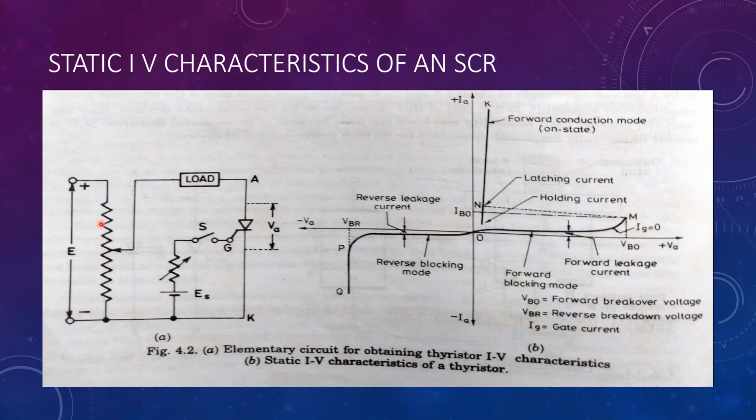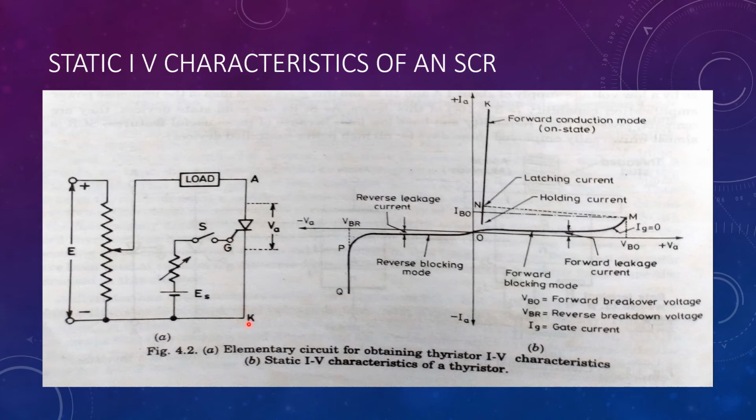The figure on the left shows an elementary circuit for obtaining the VI characteristics of an SCR. To obtain VI characteristics, we have a load which is connected across the switch. Here the switch that we are using is an SCR. So the load connected in series with the switch is connected across the voltage of E volts. At the gate, we have a voltage ES applied across gate and cathode.